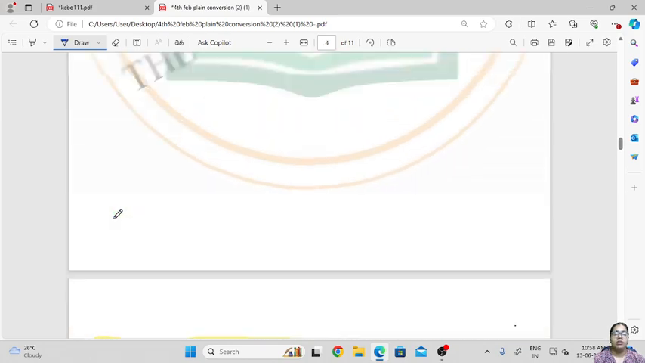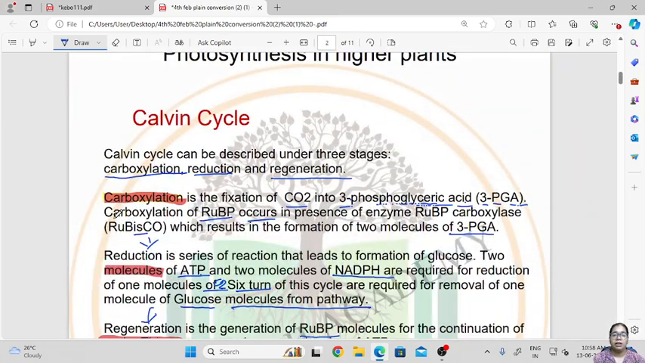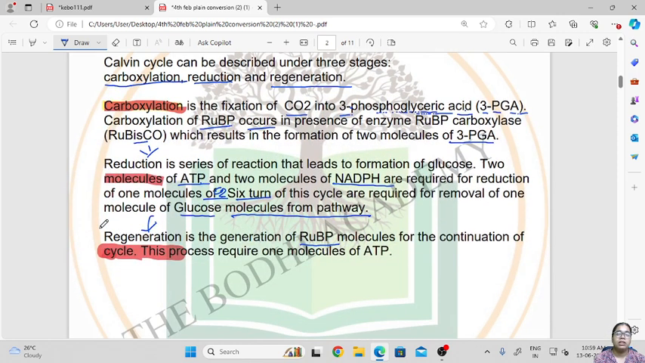So in this video what we have covered is what is the Calvin cycle, then we have seen what is the C4 pathway, and we have also seen which are the various factors which affect the rate of photosynthesis, that is temperature, water concentration, carbon dioxide concentration and light.